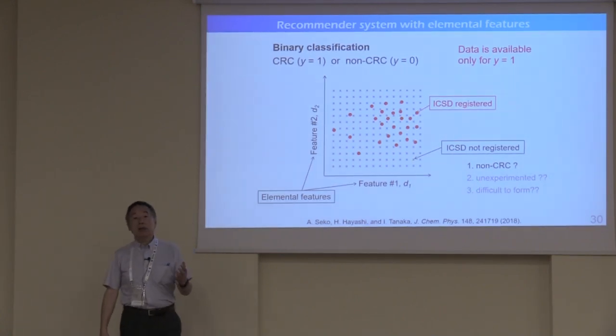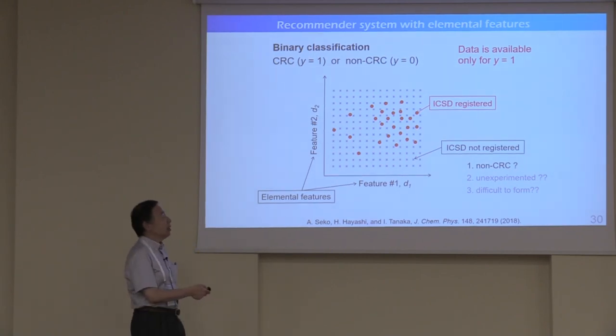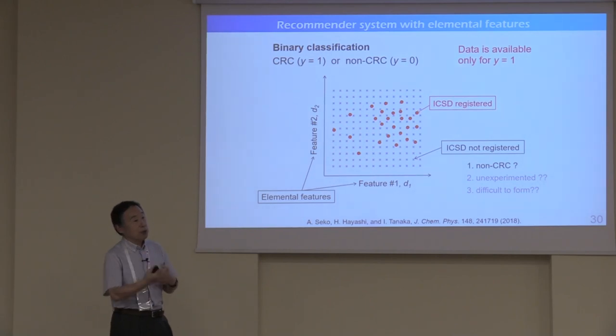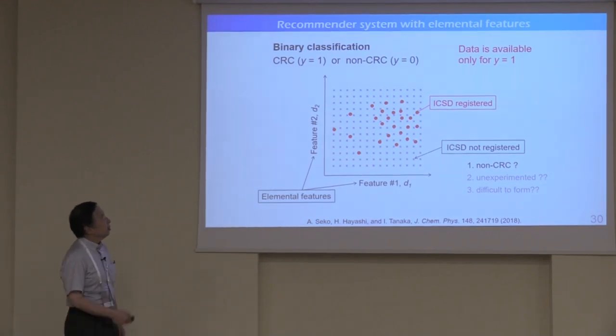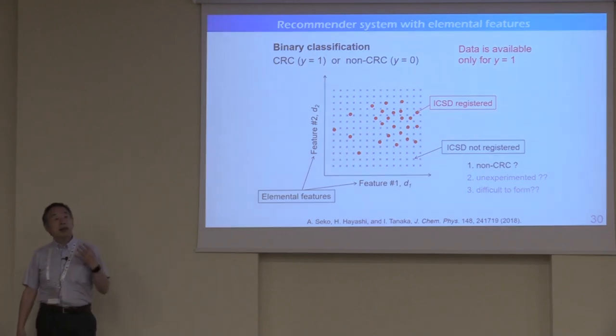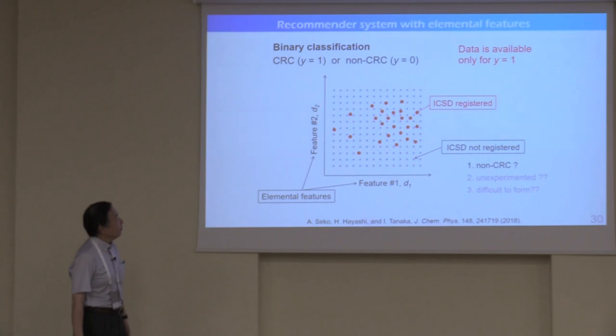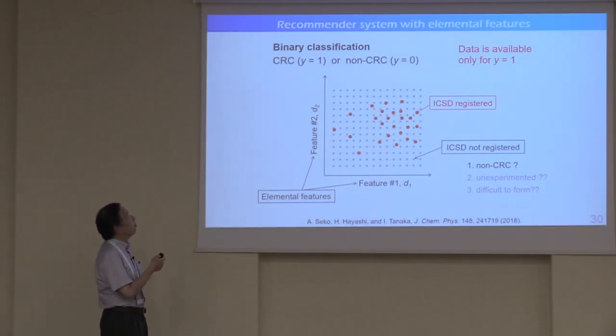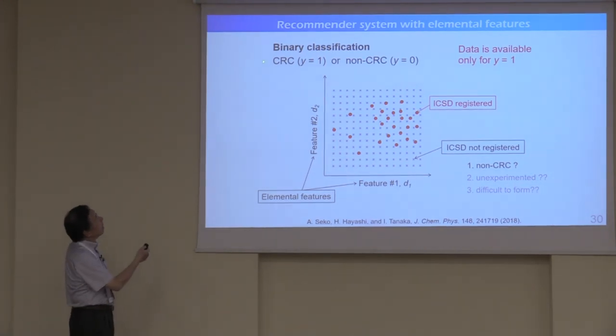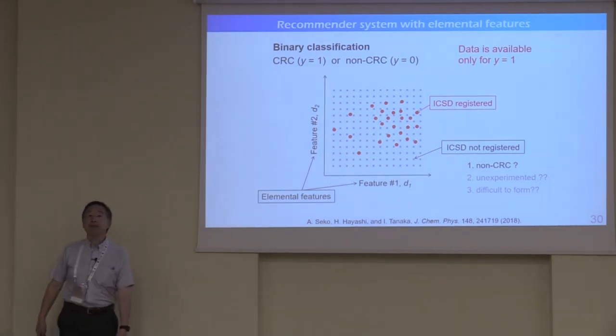Or somebody did the experiment, but it was difficult to synthesize, like a material which needs really high pressure synthesis, or sometimes a really special chemical technique to synthesize it. There are many other possibilities. So a grid point without any data need not be non-existent, but something different. But at the very beginning, we use this red data as a score 1, and the other points as a score 0. And we use a binary classification technique.